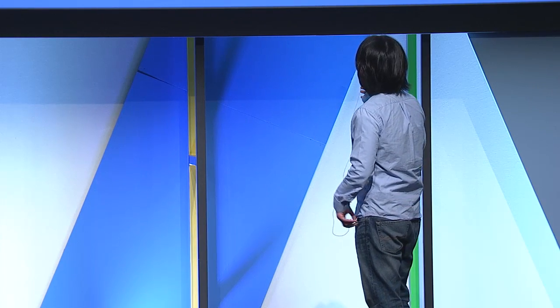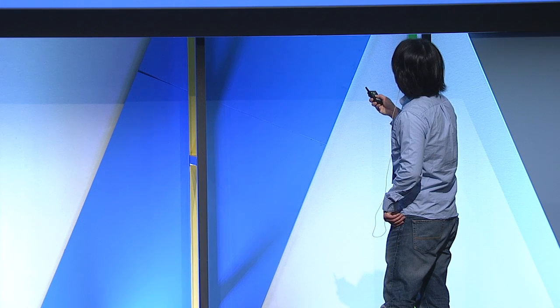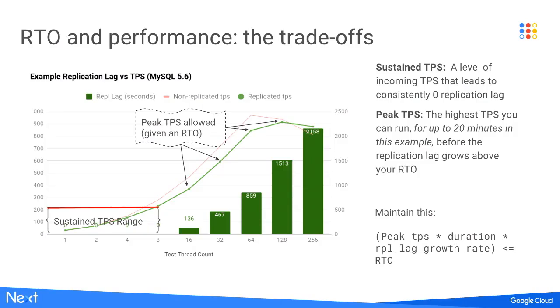So the way you want to model your application is that you run your workload and you create a chart similar to this one, and then you also consider how long you would allow that burst to go. And then you can see if the replication lag at the end of your burst is below your RTO. For example, if your RTO is 500 in this case, then that means your peak TPS can be as high as 200 for up to 20 minutes.